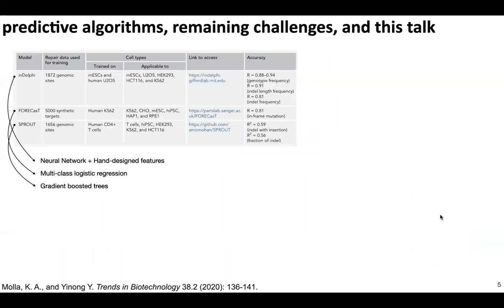And probably the most popular algorithms to predict the DNA repair today are inDelphi that we talked about, and FORECasT and SPROUT. So these algorithms were all developed around 2018 and 2019. And they are trained on CRISPR data from experiments on certain cell types, as you can see in this table, and they achieve reasonable accuracy in predicting key outcomes, such as frame shift percentage.